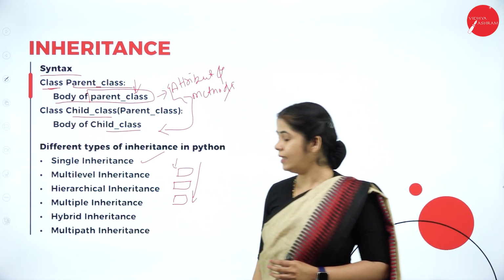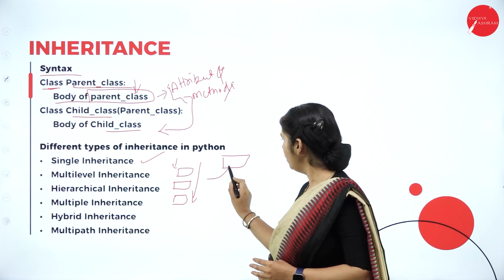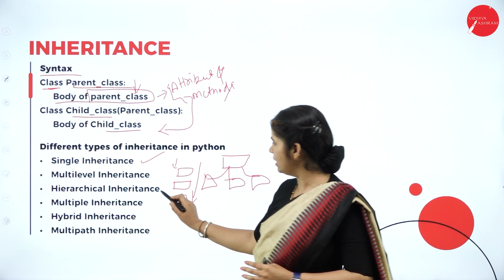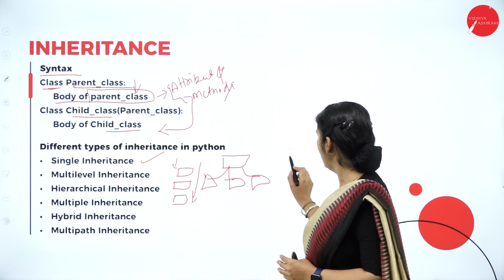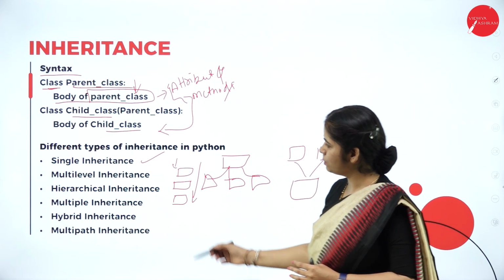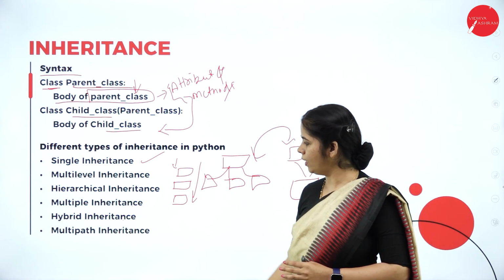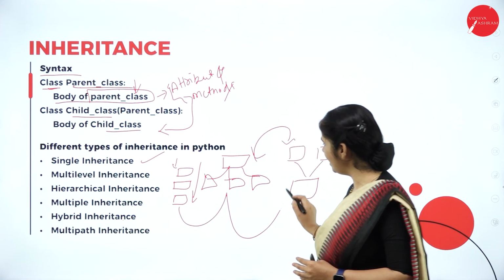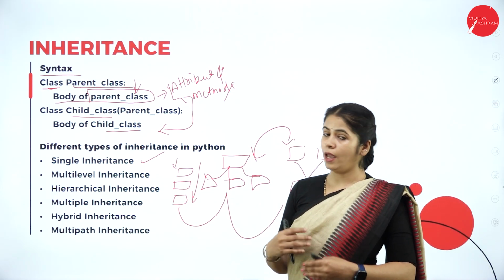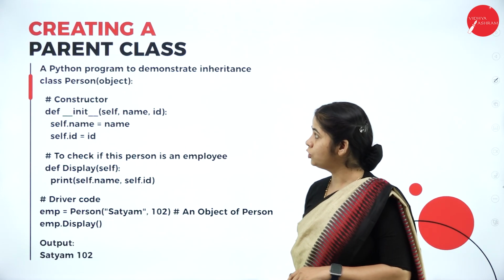Then hierarchical inheritance, where we have a single parent with a number of different children. That is hierarchical. And multiple means two base classes deriving one child class. That is multiple inheritance. Hybrid is a combination of these two, and multipath is a combination of any of the above, called multipath inheritance. Let us see each type of inheritance in detail with its syntax and an example for each.